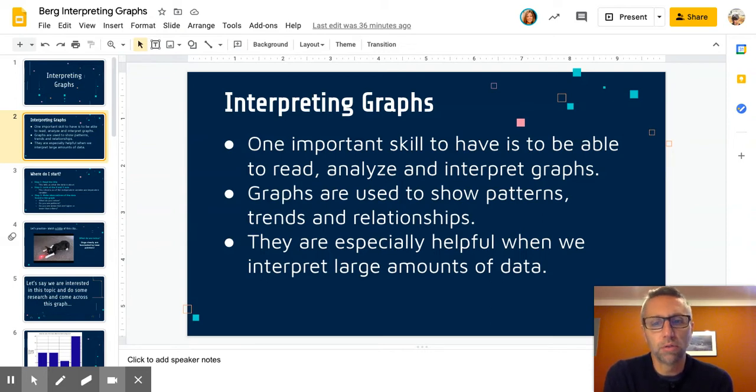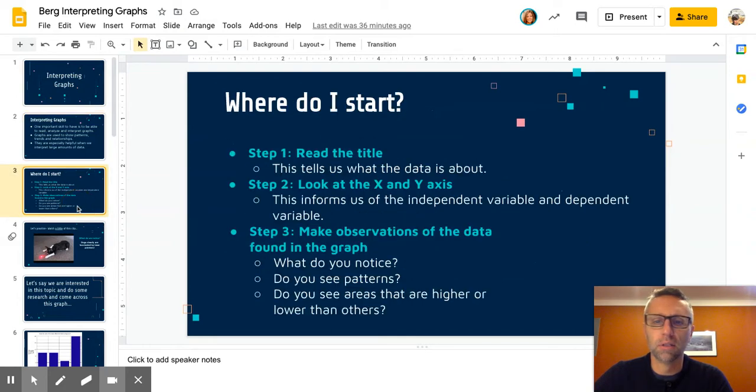And compared to a data table where you're looking at lots of numbers and you have to sit and figure out what each one means, graphs are really good at showing lots of data all at one time. So, how do we read a graph?